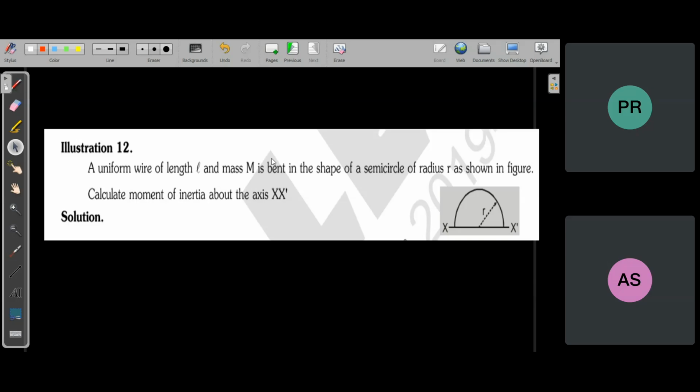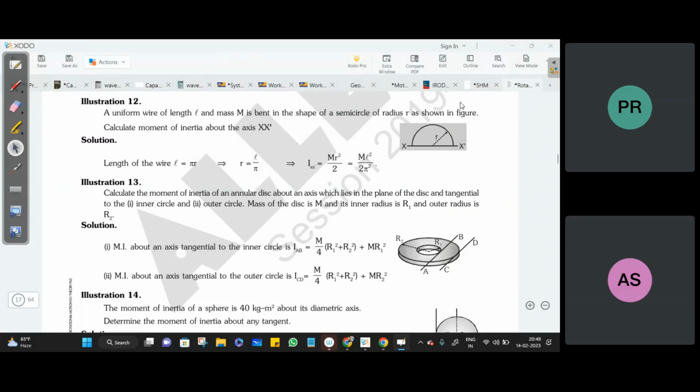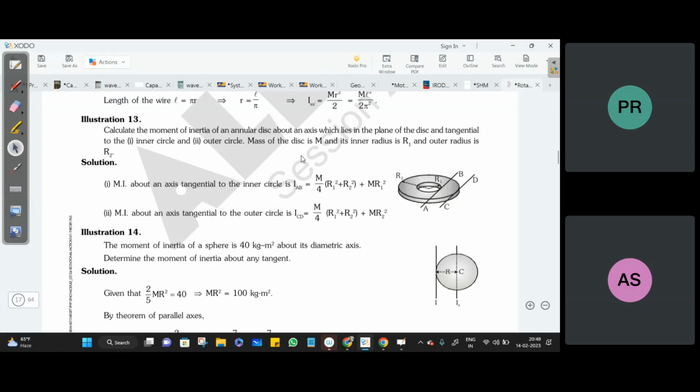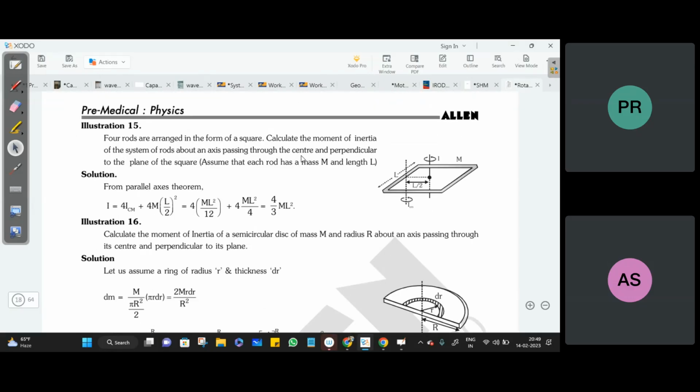So then substituting the values, about the diameter you get mr square by 2. The length of the semicircle is pi r. From that, if you substitute r equals L by pi, we can get the moment of inertia of this semicircular ring about x. Okay, that is correct. Can do like that.